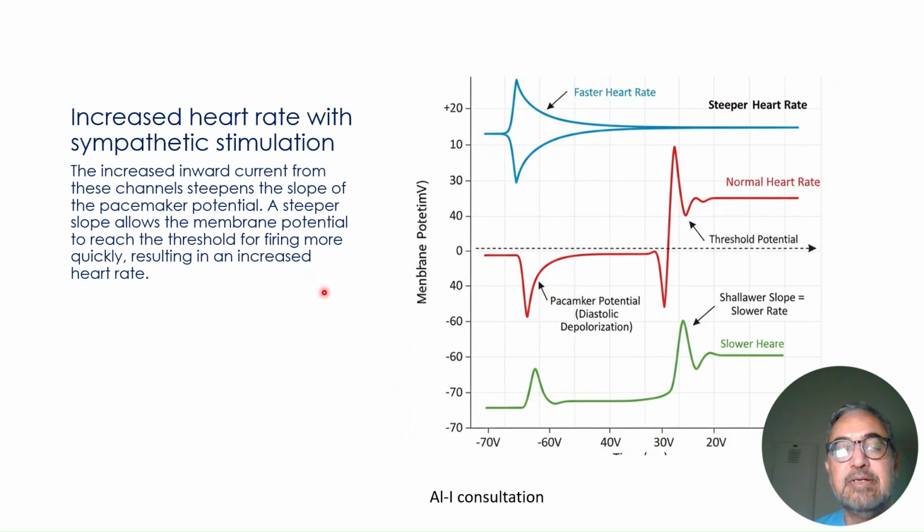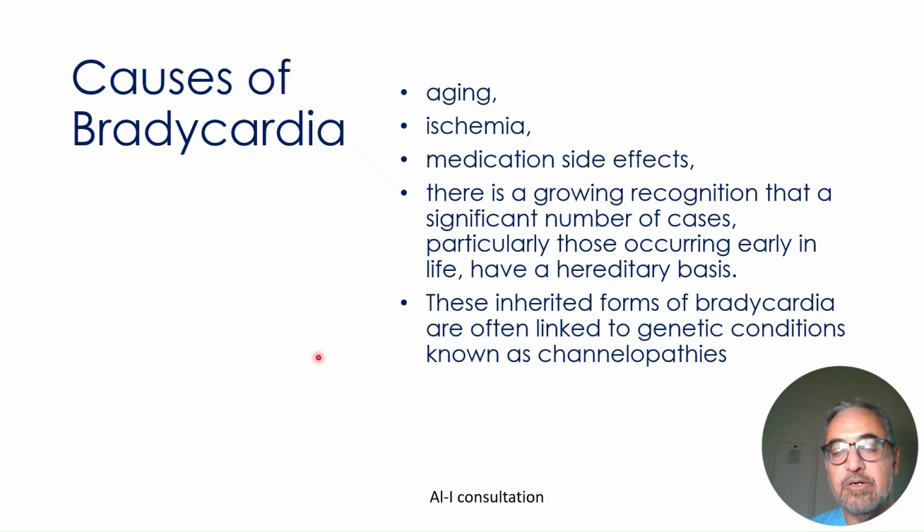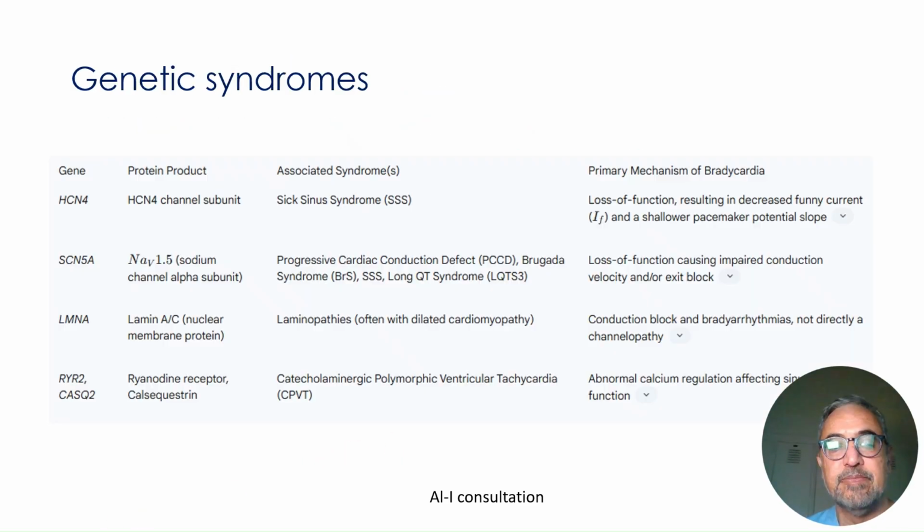This increases the heart rate. The inward increased current of these channels steepens the slope of the pacemaker potential, therefore makes the heart go faster. Causes of bradycardia include aging, ischemia, medication side effects, and a lot of the causes that occur early in life have to do with hereditary and inherited forms of bradycardia are linked to genetic conditions known as channelopathies.